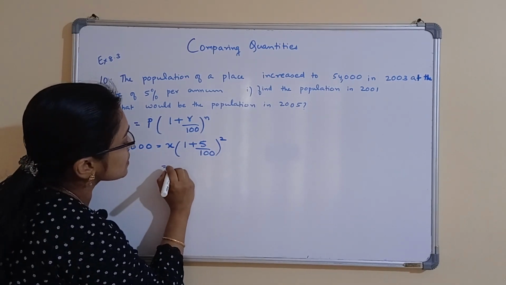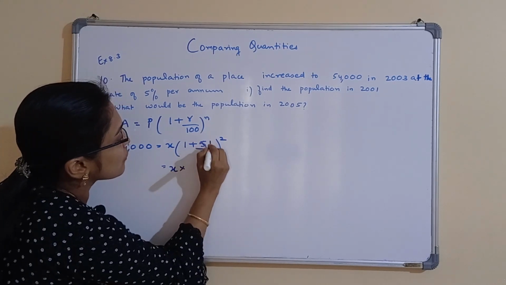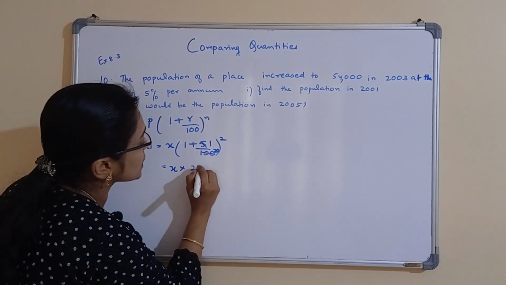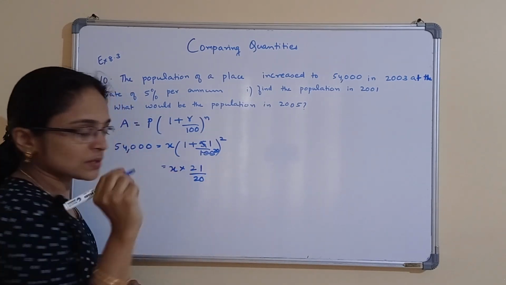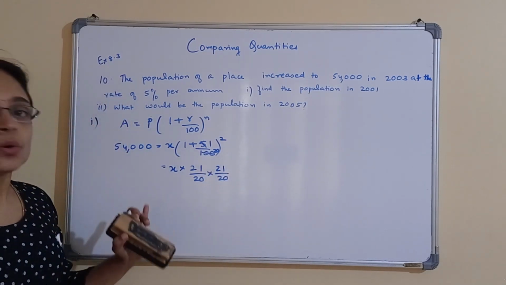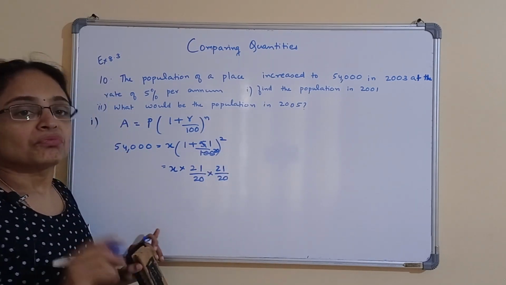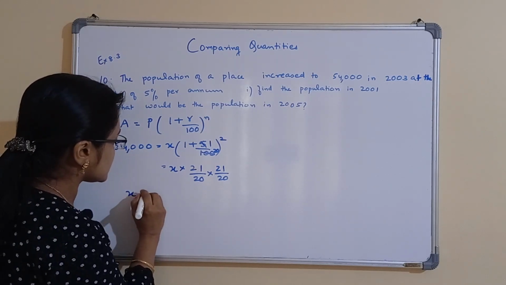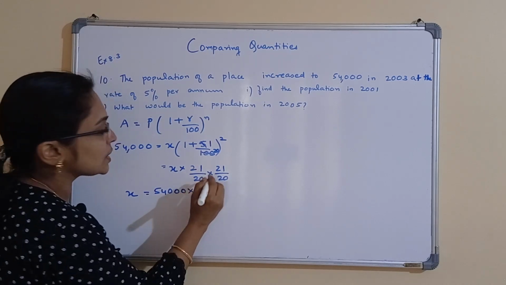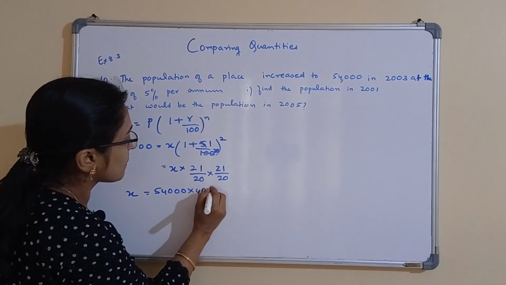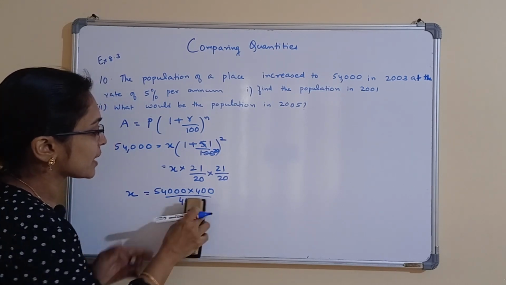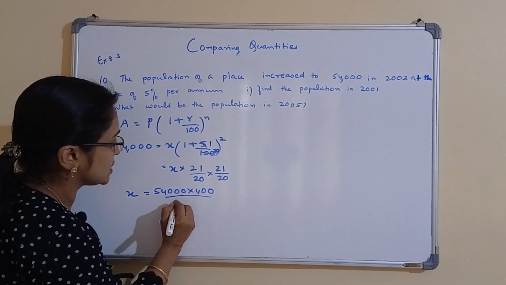Okay. So, this is equal to X into 1 plus 1 by 20, which is 21 by 20, the whole square. It can be written as 21 by 20 into 21 by 20. Okay. Now, we can find X. X is equal to 54,000 into 20 into 20, that is 400, by 21 into 21, that is 441. We can write this as 21 into 21 itself.